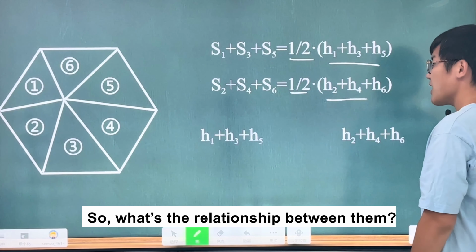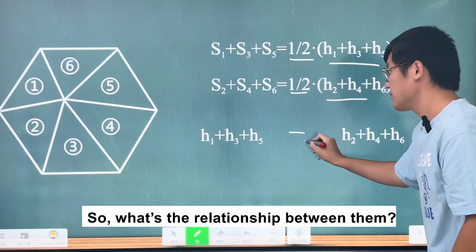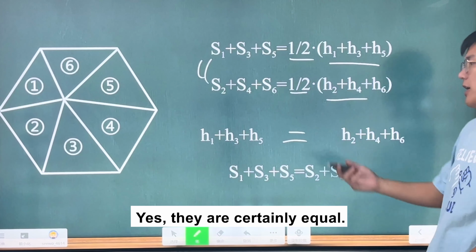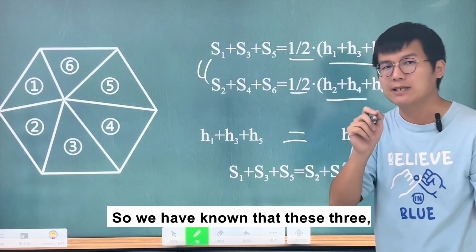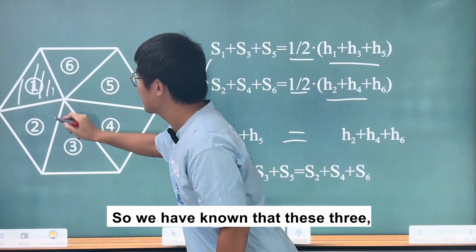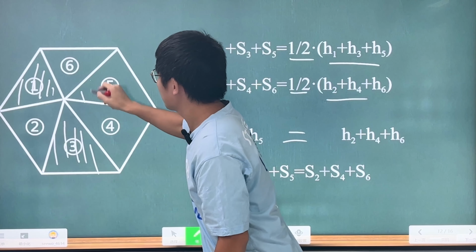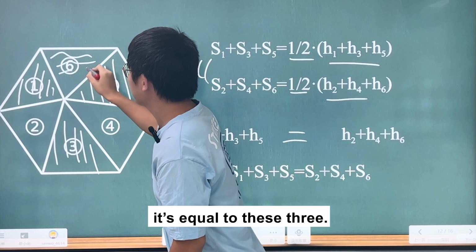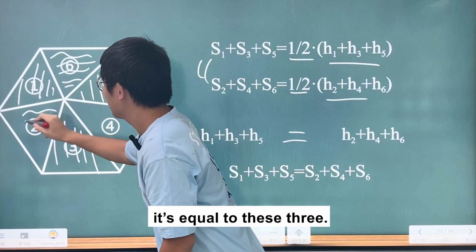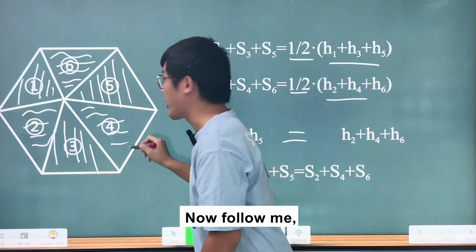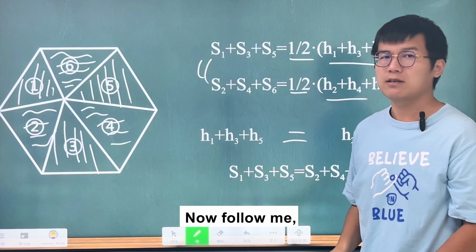So, what's the relationship between them? They are equal. What's the relationship between these 2? Yes, they are certainly equal. So, we have known that these 3 is equal to these three. Okay? Okay, now follow me. Is it right?